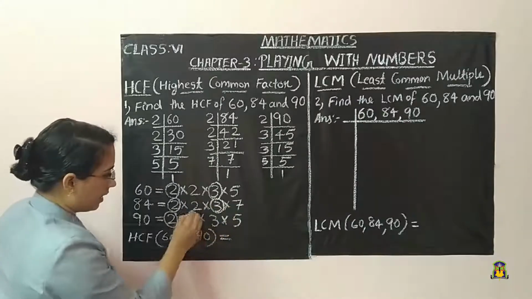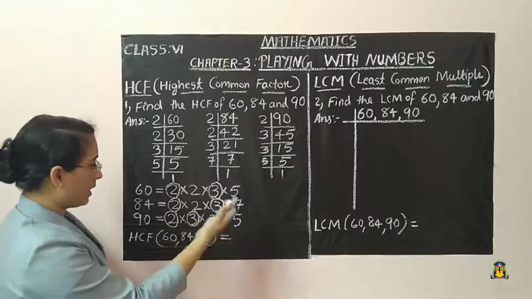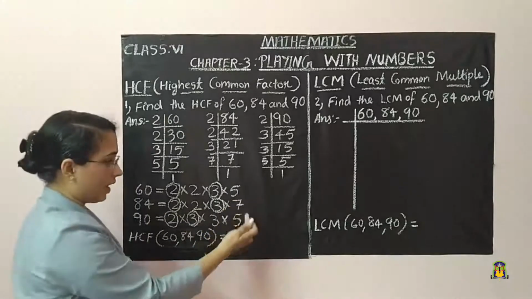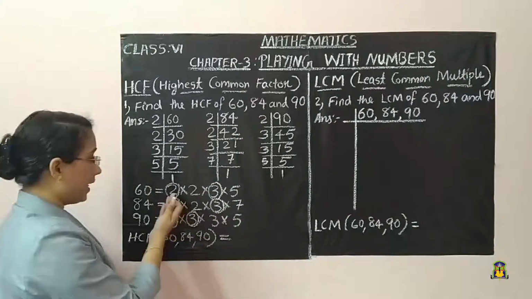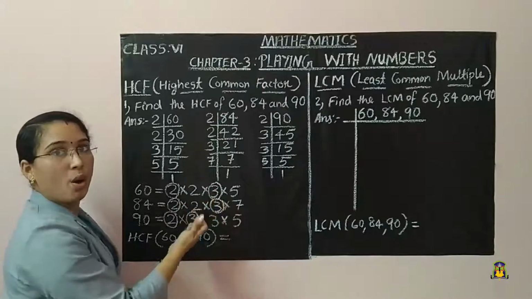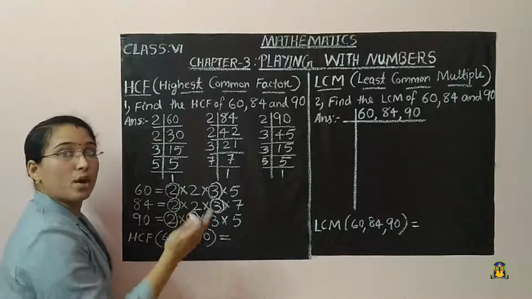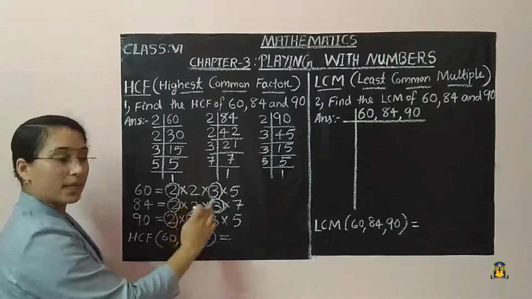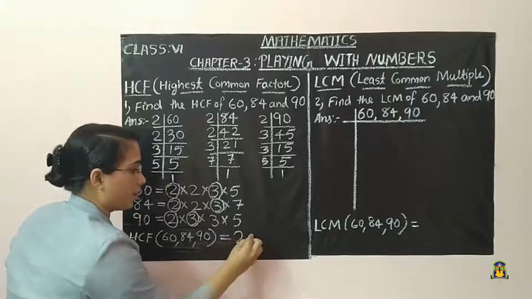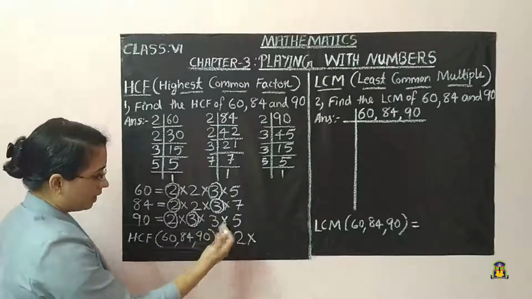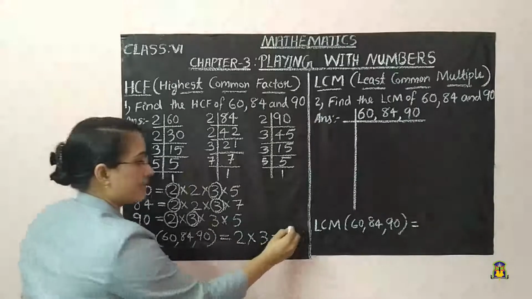Again we check 3. Here 3, here also 3. Is any other number possible in all 3 numbers? No. Here 5 and here 5, but in the second number we cannot see 5, so 5 is not possible. Only 2 and 3 are common factors. So you write the HCF equals the product of the common factors. Which numbers are common here? 2 and 3. 2 is one time common, so you write 2. Then 3 is one time common, so you write 3. Then the final answer: what is 2 into 3? 6.